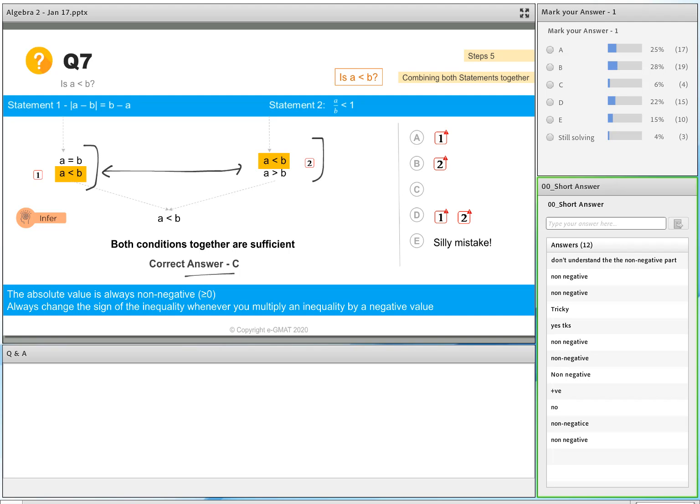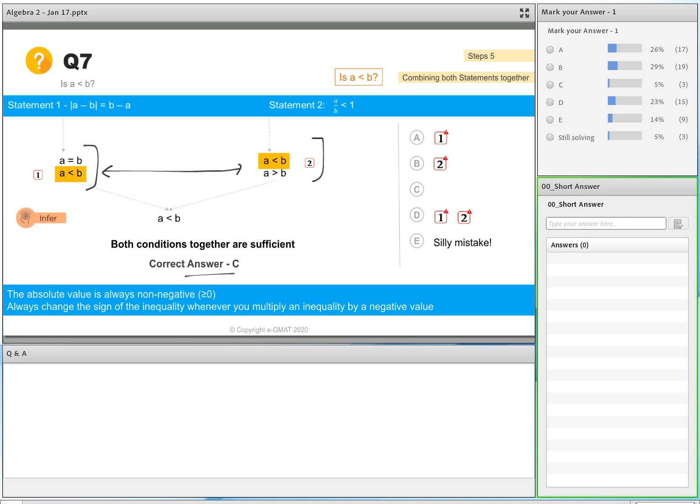Difficult, tricky, yes they are, but you need to understand whatever we used in this question. Let me end the poll, and clear all the answers in the short answer poll. And guys, tell me, whatever we used to solve this question, you knew this from before solving this question, yes or no?